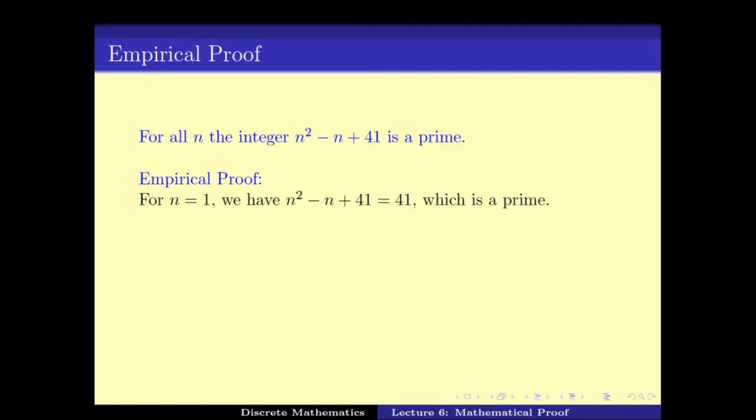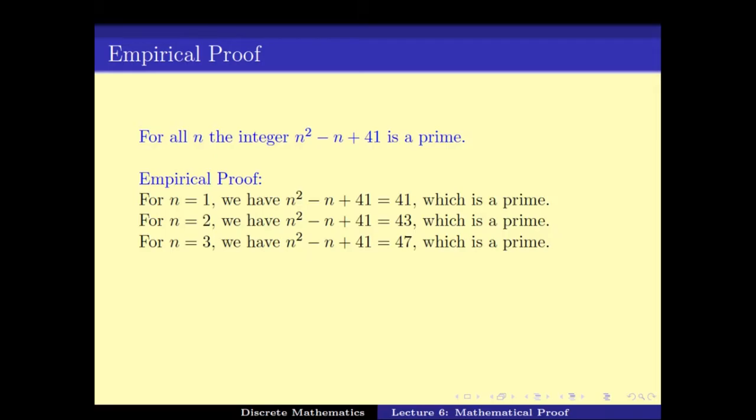Great. If n equals 2, once again, n squared minus n plus 41 is 43, which is also a prime. n equals 3, you can check it, that again we get n squared minus n plus 41 equals 47, which is again a prime. Okay, great. One more step. Again, if n equals 4, you can check that the expression equals 53, which is again a prime. And if you want, you can keep on checking. For example, n equals 5, 6, 7, 8, 9, 10, and so on.